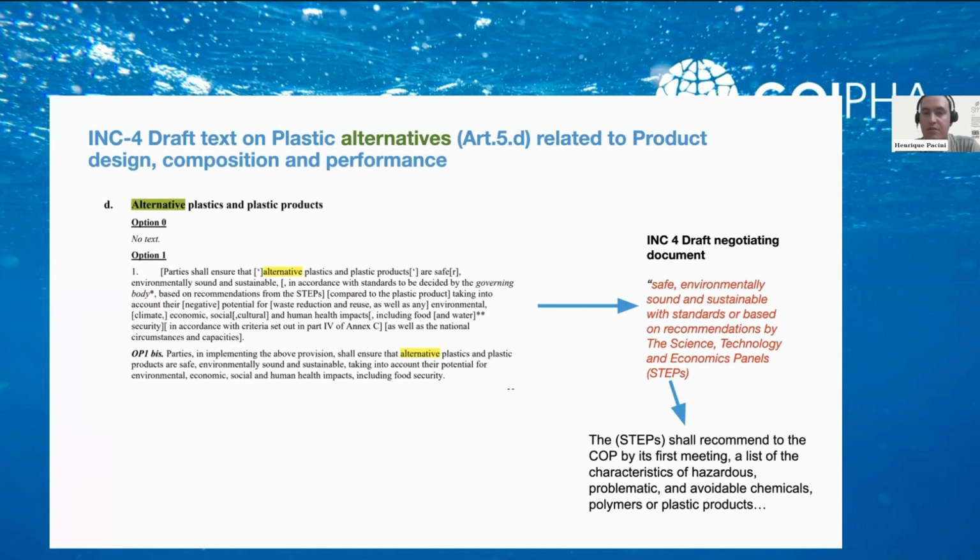Both plastic alternatives and plastic substitutes are already mentioned in the ongoing negotiations towards a global treaty against plastic pollution. So plastic alternatives are mentioned. And what is interesting here is that the sustainability criteria suggested for plastic alternatives, for example, bio-based plastics like PLA, involve a very similar wording as for plastic substitutes. So they should be safe, environmentally sound, and sustainable.